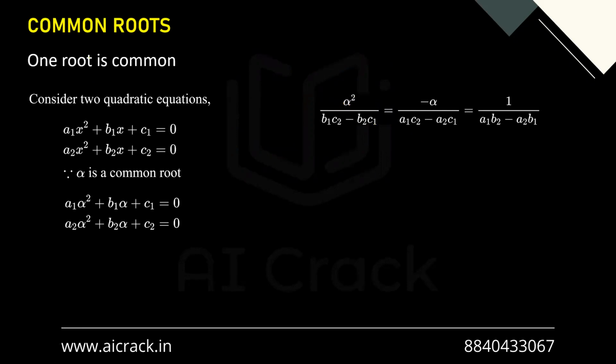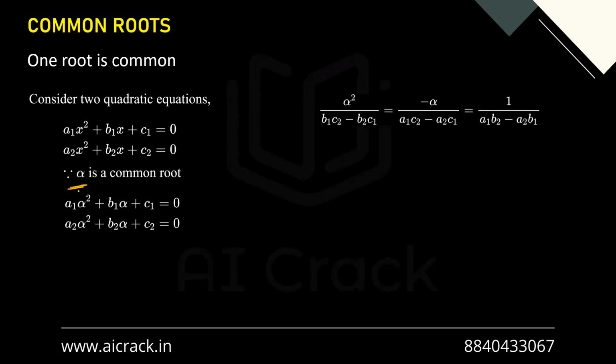Now let us look at the second case where one root is common. Now this one is a little trickier. So before going into this particular expression, we will start with the basics of 9th and 10th class where we studied the elimination method while solving two equations in two variables. Now these are our two quadratic equations, a1x square plus b1x plus c1 equals to 0, a2x square plus b2x plus c2 equals to 0, and we have assumed that alpha is a common root. Alpha is one single common root.